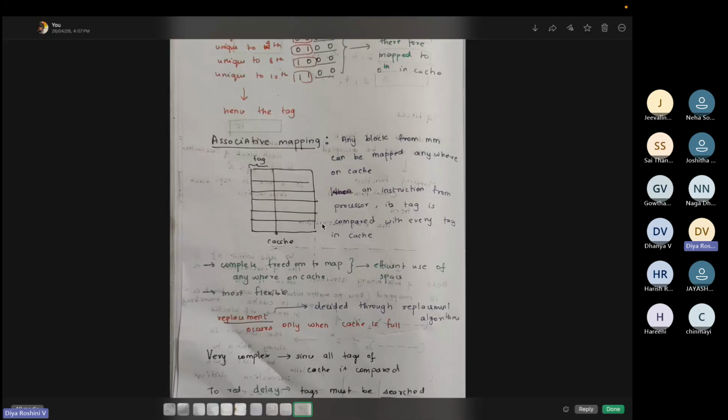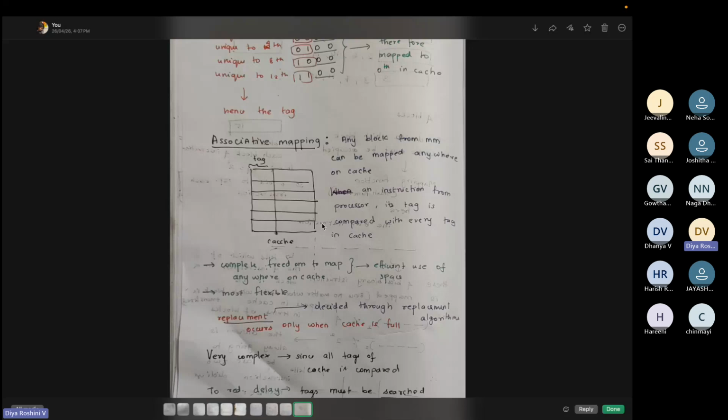It is complete freedom. Okay. An instruction from the processor. So basically, if any block is mapped to any block in the cache, how do we find whether it's there in the cache or not?